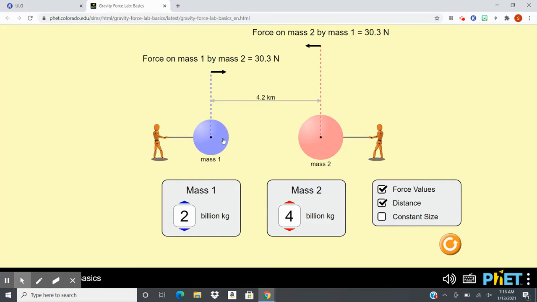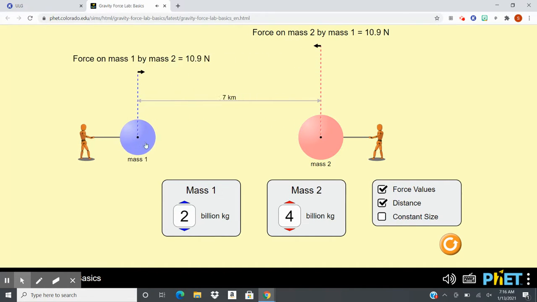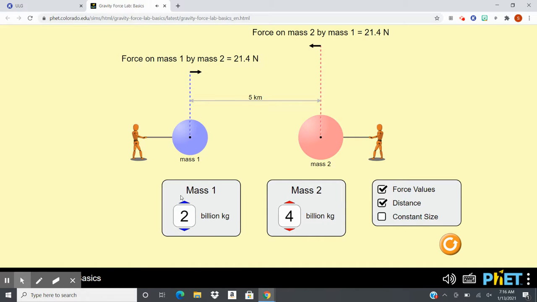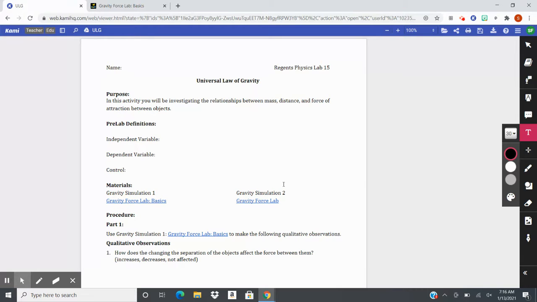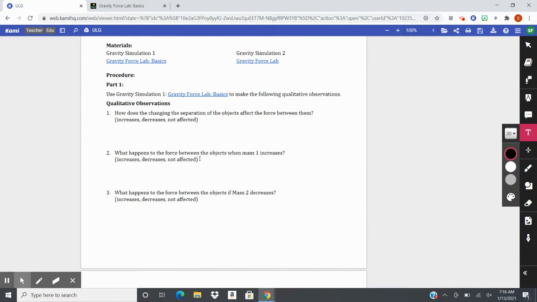The force that mass 1 feels on mass 2 is the same force that mass 2 feels on mass 1. Move it closer, the distance gets closer; move it farther away, the distance gets further away. Again, you can change the masses of each one. So first play around with that a little bit. Once you're done playing around with it, come to part 1 of your lab and answer these questions. Number 1 says, how does changing the separation of the objects affect the force between them?